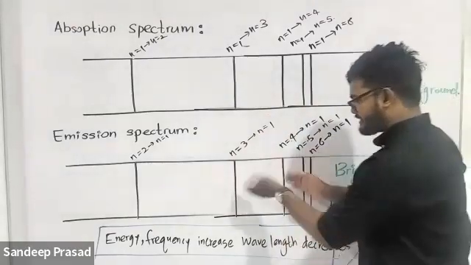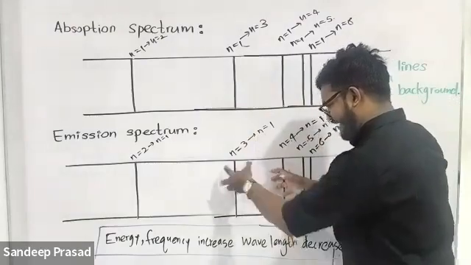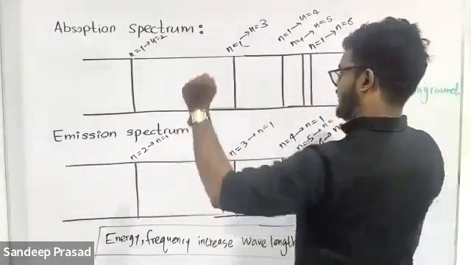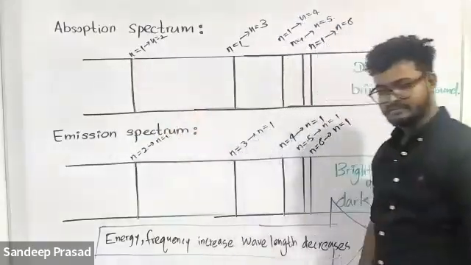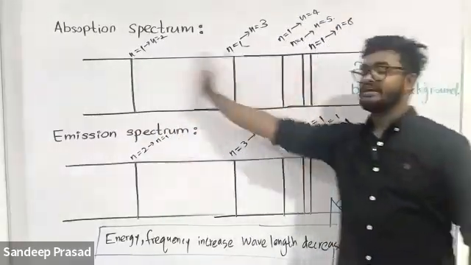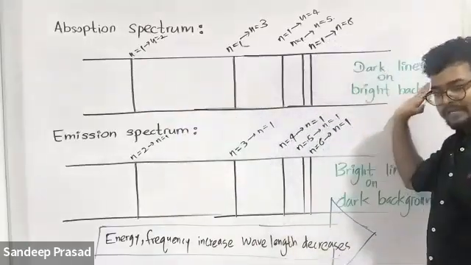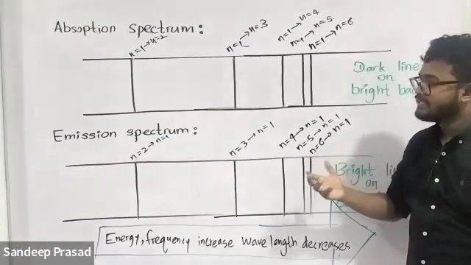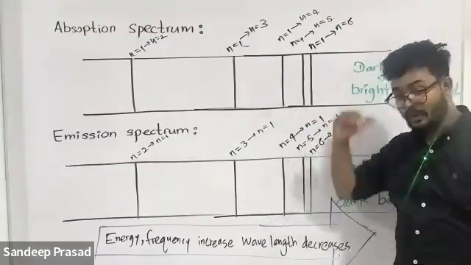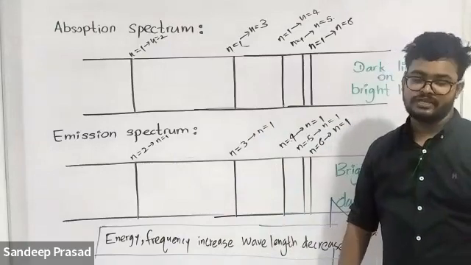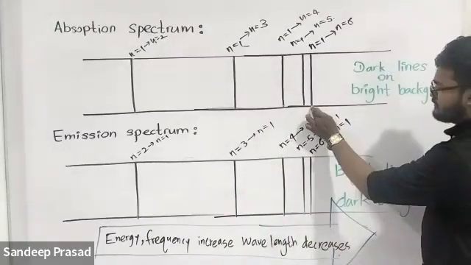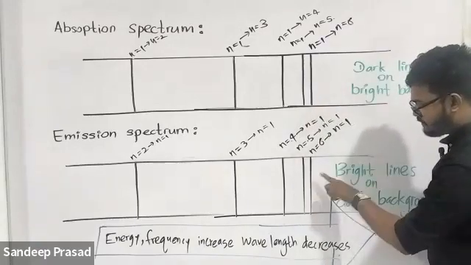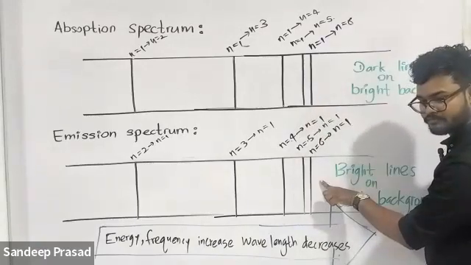Understood? If I take this diagram, the full diagram, and paste this one here, what will happen? Definitely you can see the continuous spectrum, a completely bright background. So that's why we say these two diagrams together can be considered a continuous diagram, because the missing lines in the absorption spectrum can be seen again in the emission spectrum.